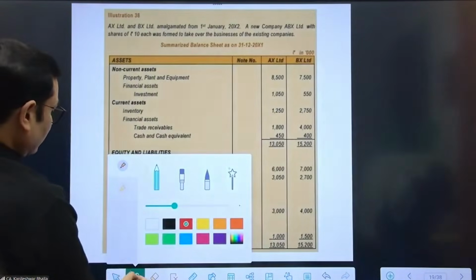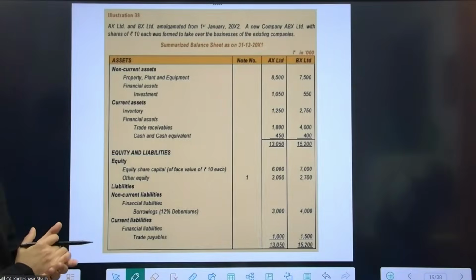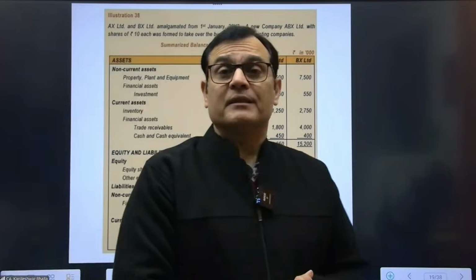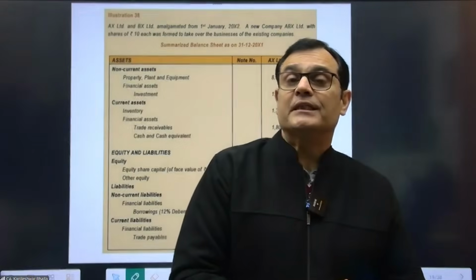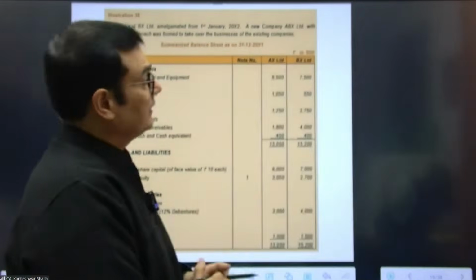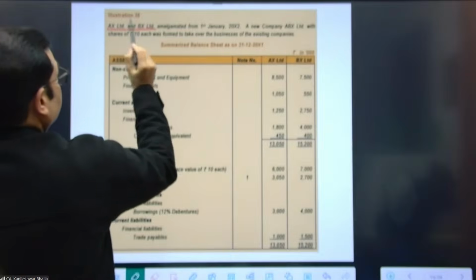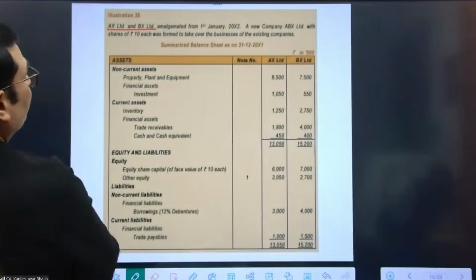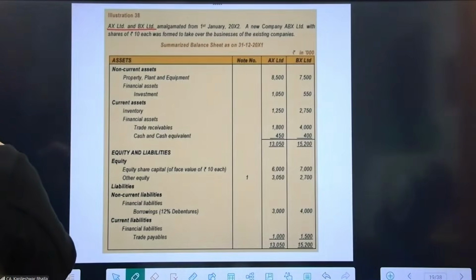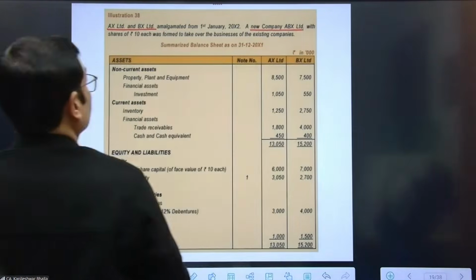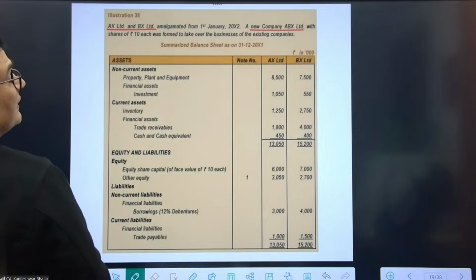Okay, let's begin with illustration number 38 in the study material, which is again on the concept of reverse acquisition. But this time you'll see a new entity is getting created in this case. Let's read. It says AX and BX amalgamated from 1st January X2, and a new company ABX is created. So we can very clearly see that a new company is created.